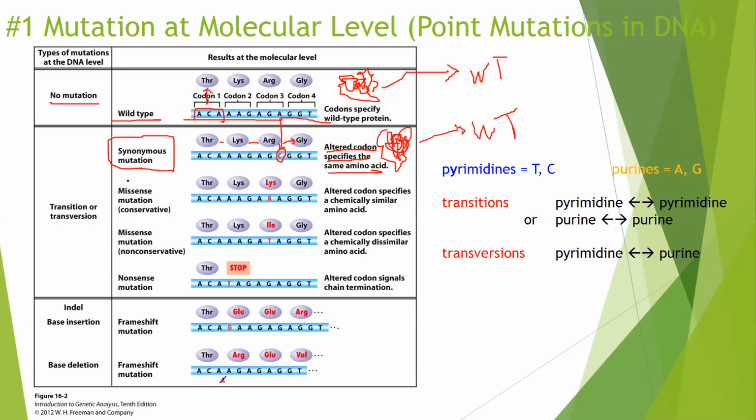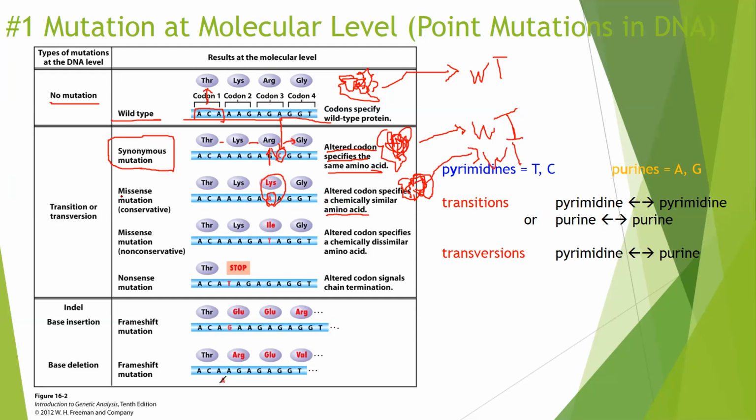Now, if the change of the nucleotide specifies a different amino acid, however, this amino acid has a very similar chemical feature to the original one, so even though there's a change in the codon's amino acid, the resultant protein has the same shape and feature as the wild type. So this will also give you the wild type.